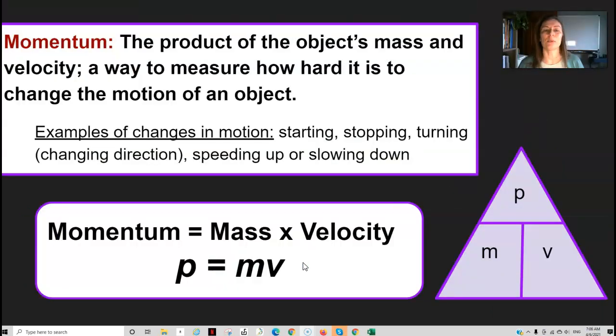Momentum is the product. Product means you're multiplying, okay? The product of the object's mass and velocity. So if something has mass and a velocity, velocity can be 0, by the way. It's also a way to measure how hard it is to change an object's motion. All right, so examples of changing your motion would be starting or stopping, turning, so changing your direction, speeding up or slowing down. So if it's hard to start an object moving, that means that it has a lot of momentum.